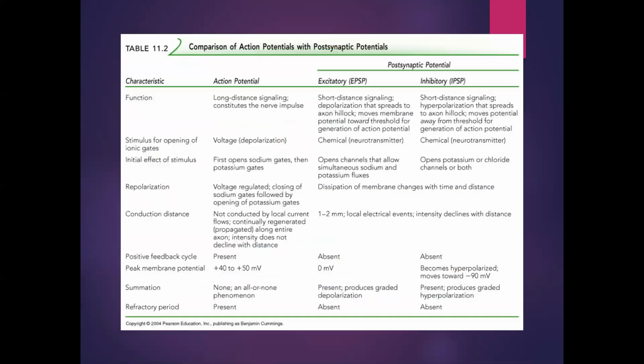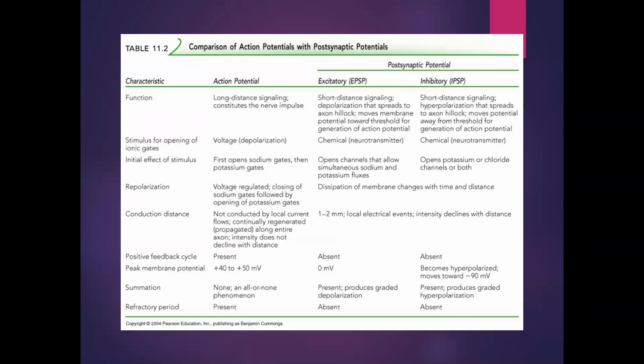Okay, so then if we want to compare action potentials with EPSPs and IPSPs, you can read. So what is the function of an action potential? Send the nerve impulse all the way down the neuron. What is the function of an EPSP? Short distance signaling. So to just get it to the axon hillock, and then like we said, it moves the membrane potential toward threshold.